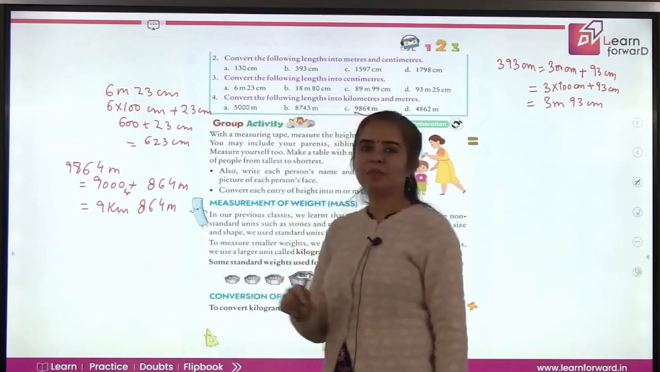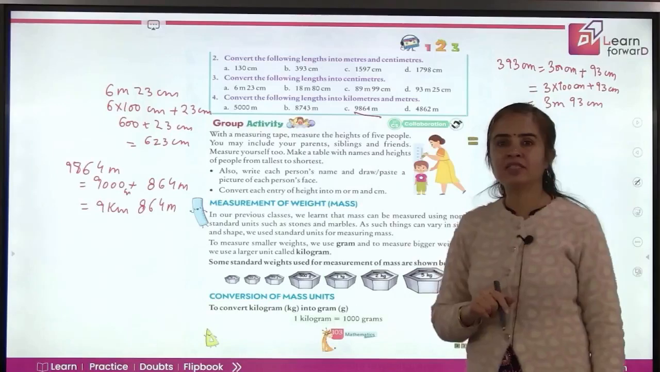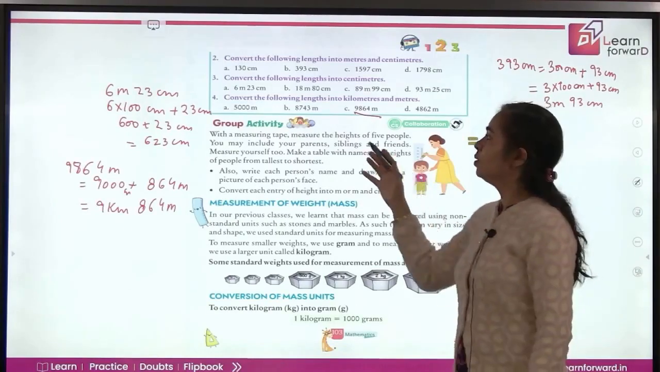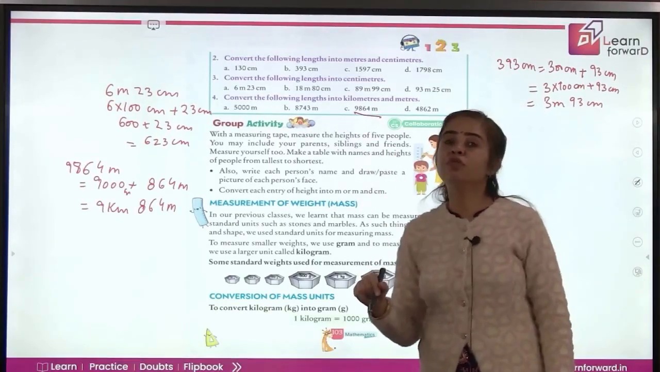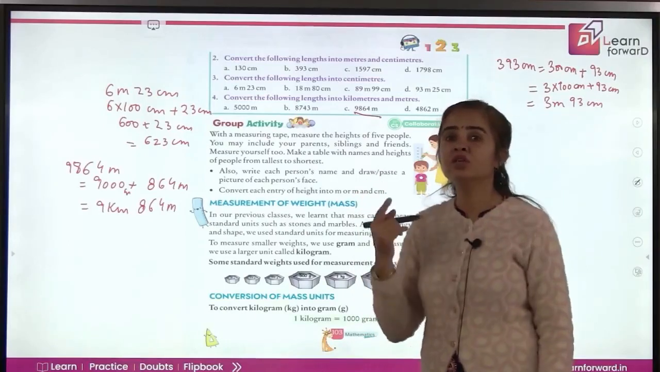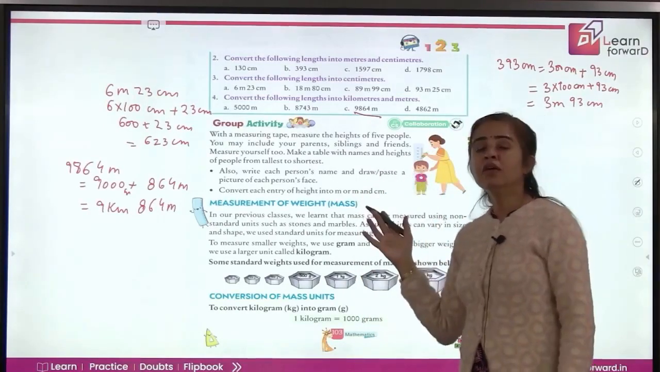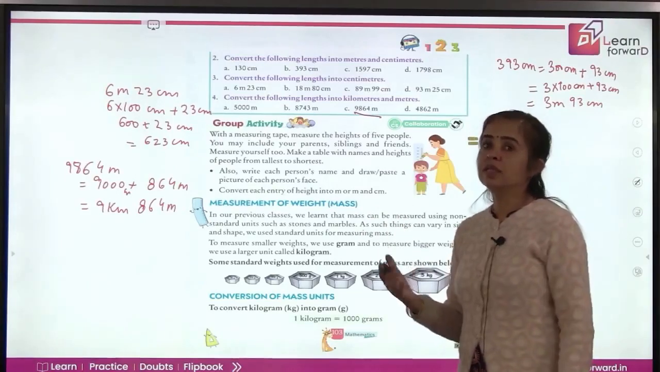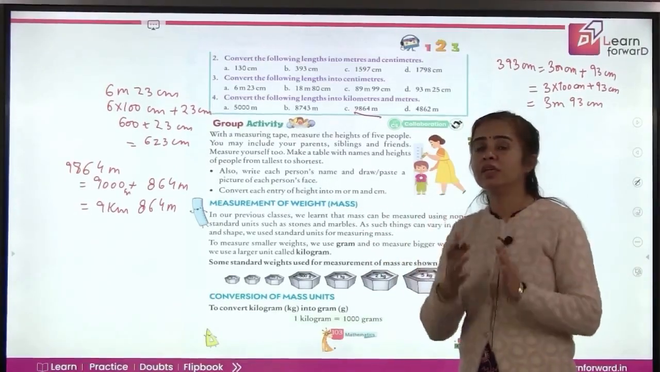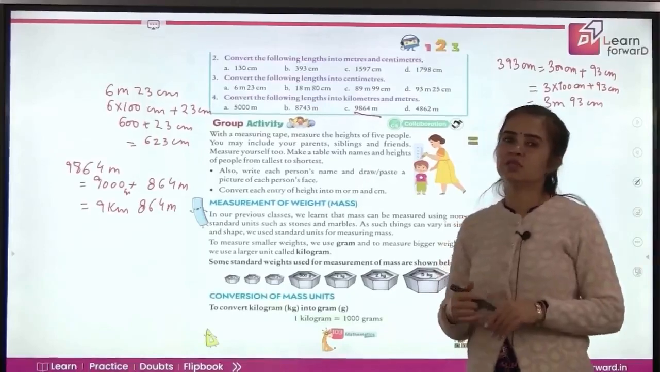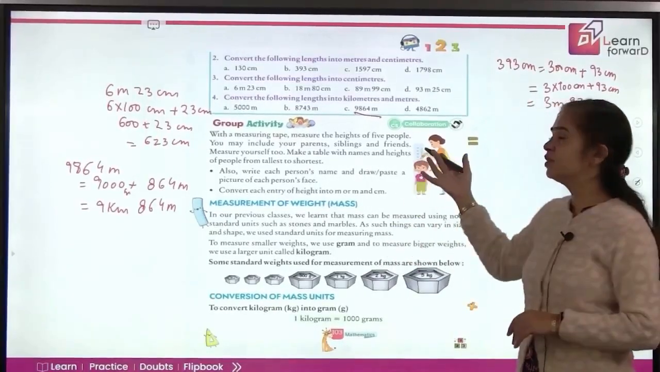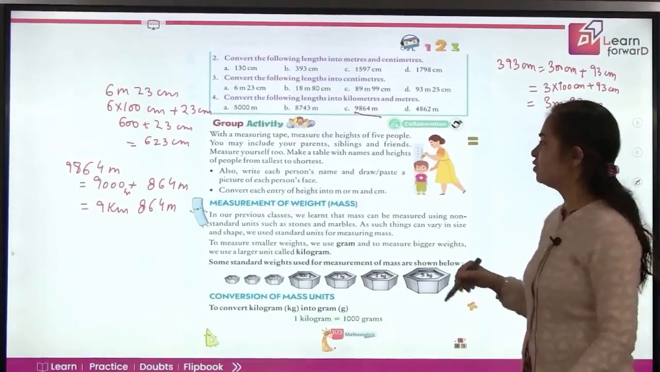That's it. So simple. So here you have a group activity where you'll be using measuring tape to find the height of your friends, your family members, your siblings, and then find out your height also. Then you have to make a list, write down their names. You can paste their pictures also to make it more beautiful. So have fun doing this activity at home.